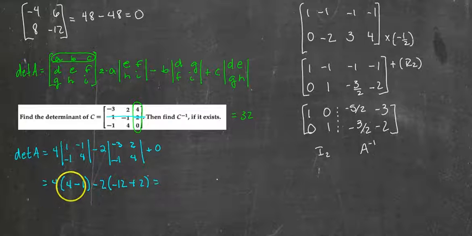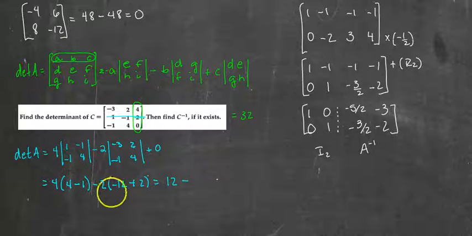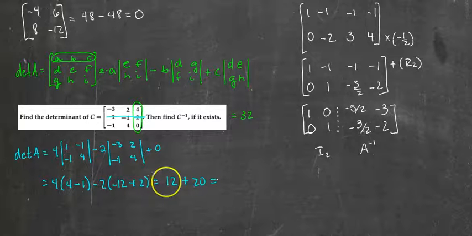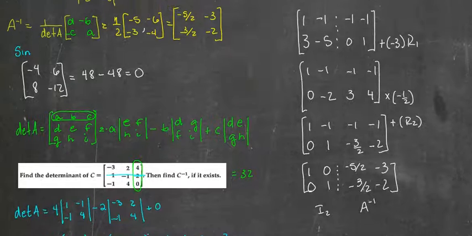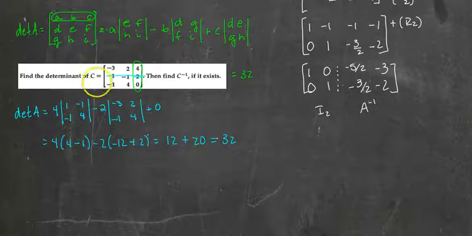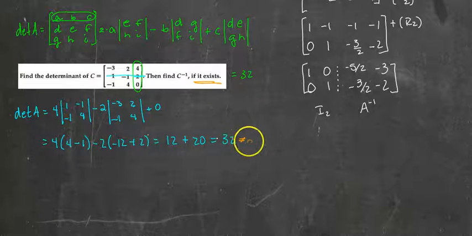And so I get 4 times 3, 4 minus 1 is 3, times 4 is 12, minus 2 times, well, -12 plus 2 is -10 times 2 is -20. So 12 plus 20 equals 32, and that's exactly the same value the textbook got using a different row and column. So now the instructions were to first find the determinant and then find C inverse if it exists. So the if it exists part we've already figured out, right? Because since the determinant does not equal 0, then we know that A inverse exists.